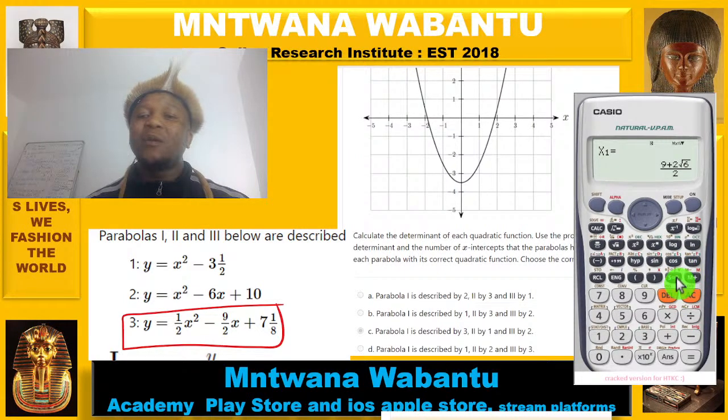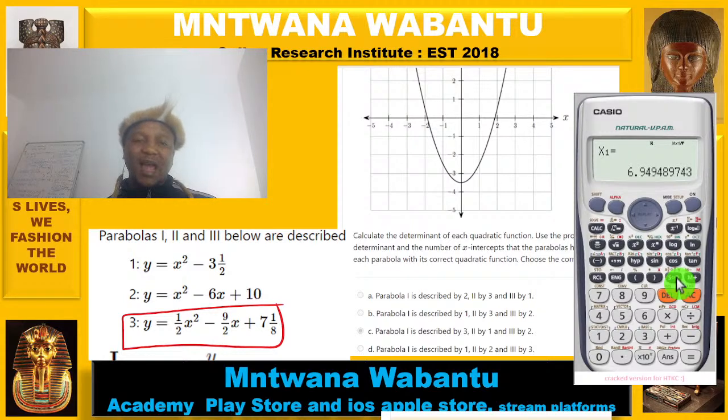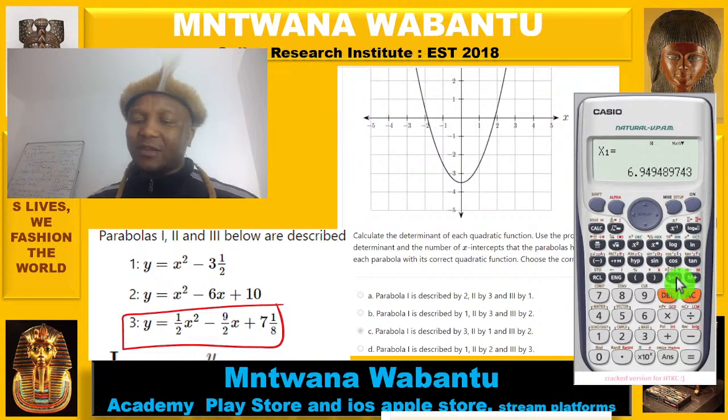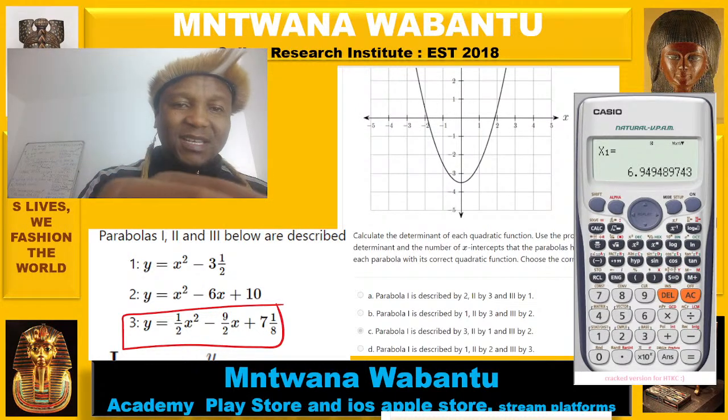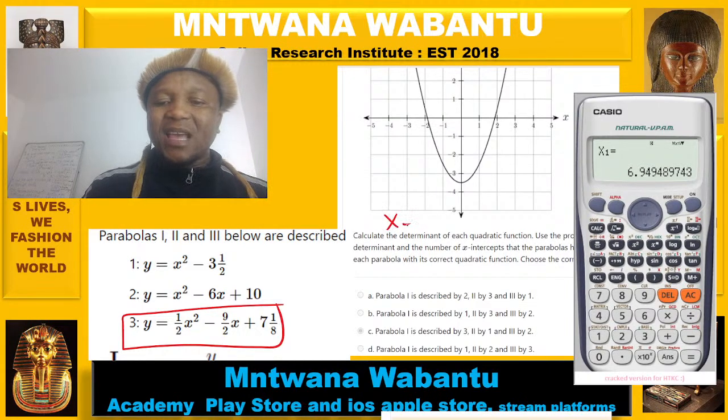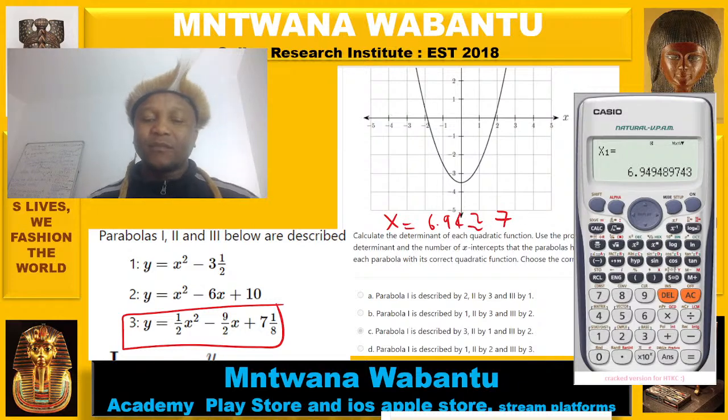But I put in the decimal. So you say 9 plus 2 square root of 6 over 2. So you can press SD. When you press SD, it's going to be 6.949. So it's almost 7. Or you can say 6.9. So 6.94, whatever, is almost 7. On your approximate, my X-intercept is equal to 6.94, but on your approximate it is equal to 7.